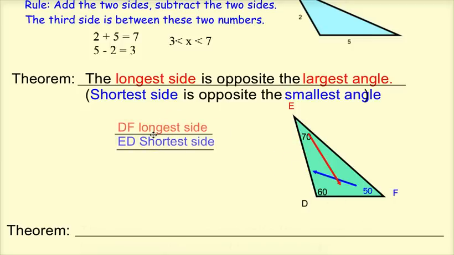So DF is the longest side right here, even though it doesn't look like it, because it's across from the largest angle, and ED is the shortest side because it's across from the smallest angle.